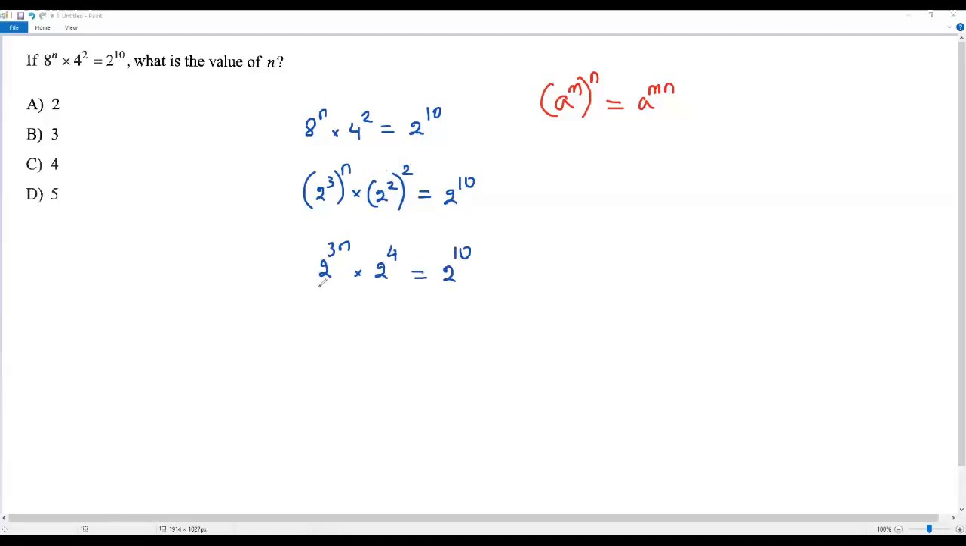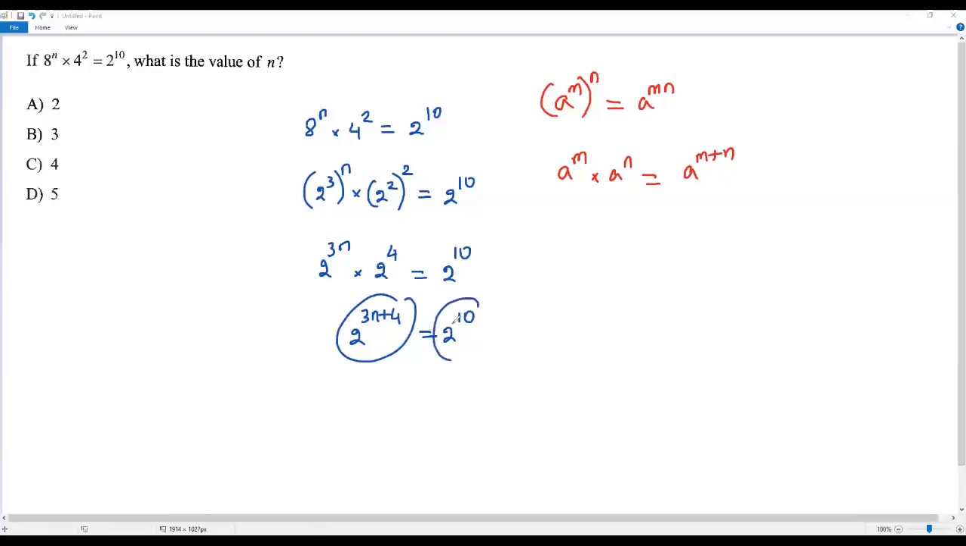Okay, here we multiply two terms with the same base. We can use the product rule of exponents, that is a to the mth power times a to the nth power equals a to the power m plus n. The same rule we can follow on the left side. So we have multiplication of two terms with the same base 2. So we can write the base once and we can add the exponents. Then we get 2 to the power 3n plus 4 equals 2 to the 10th power.